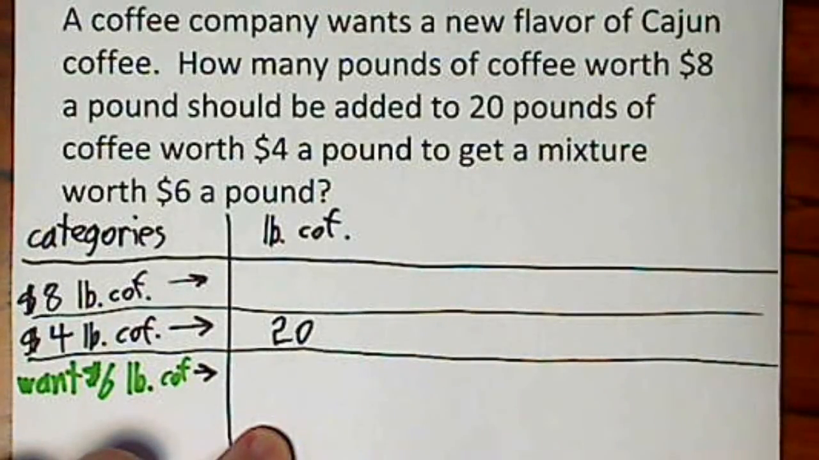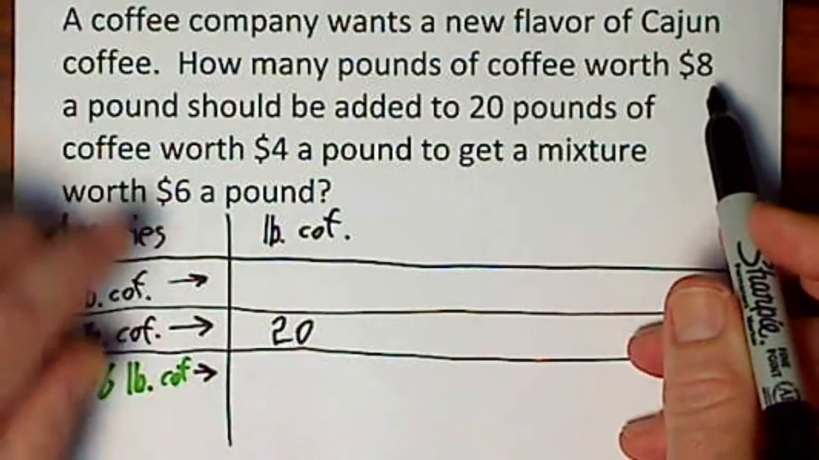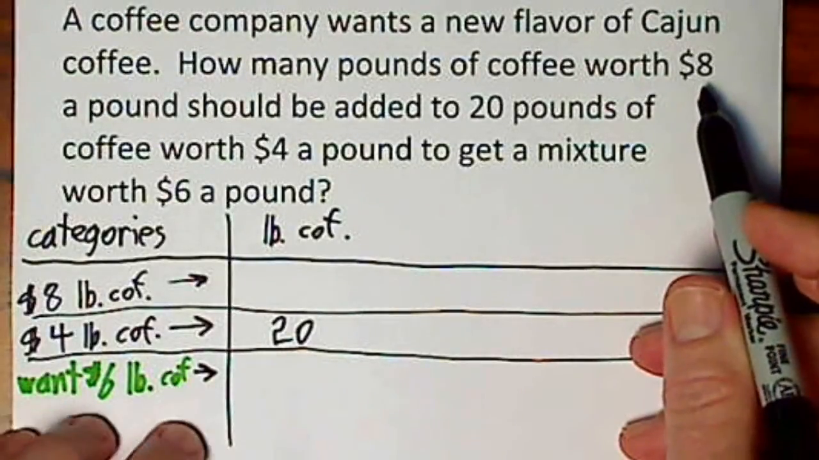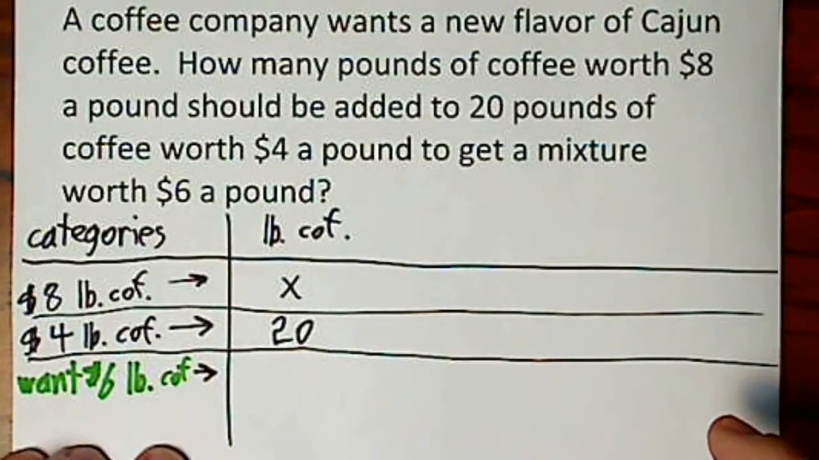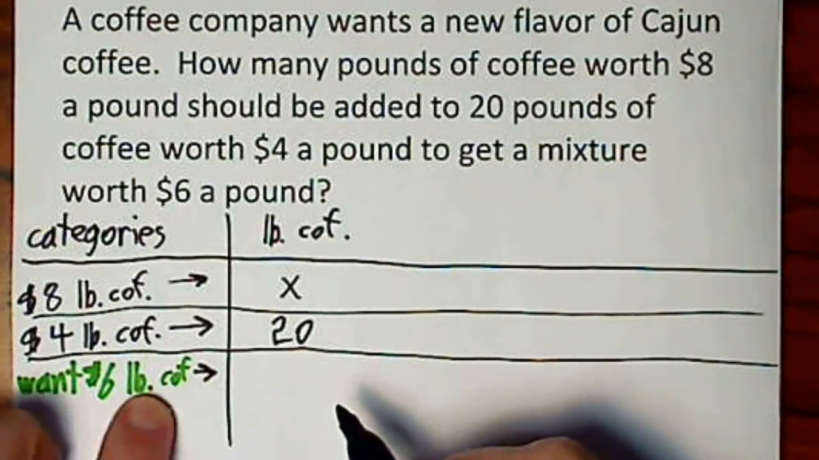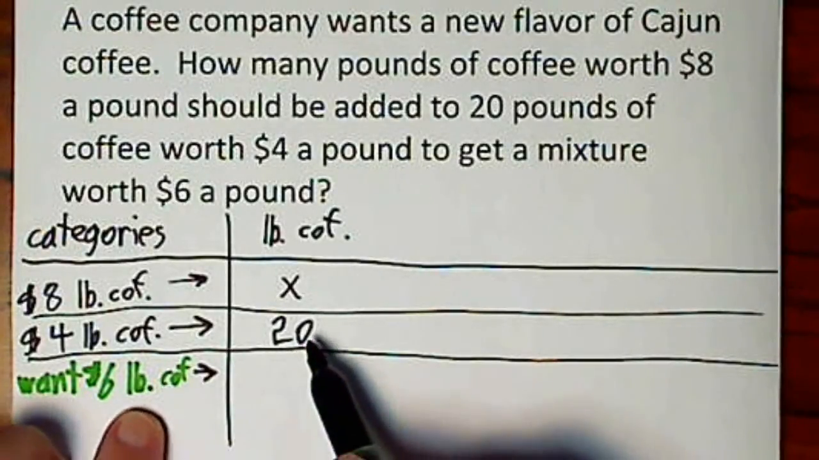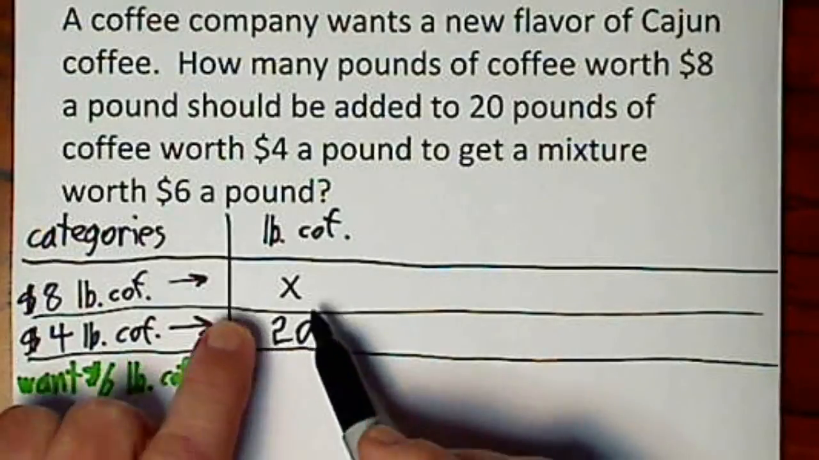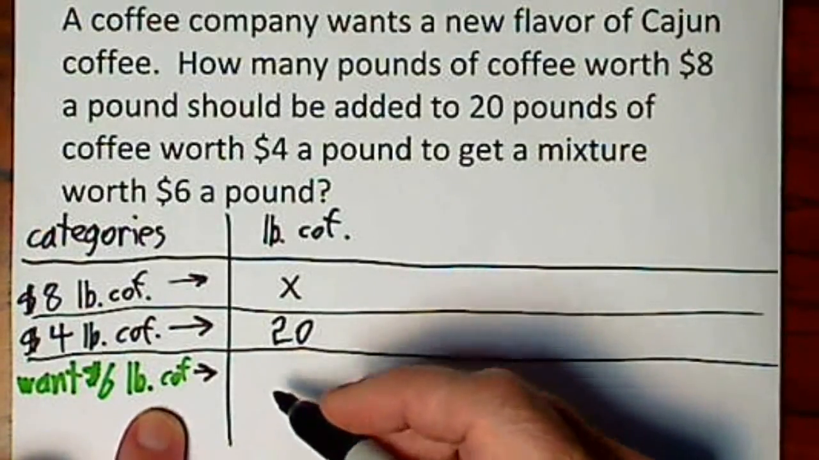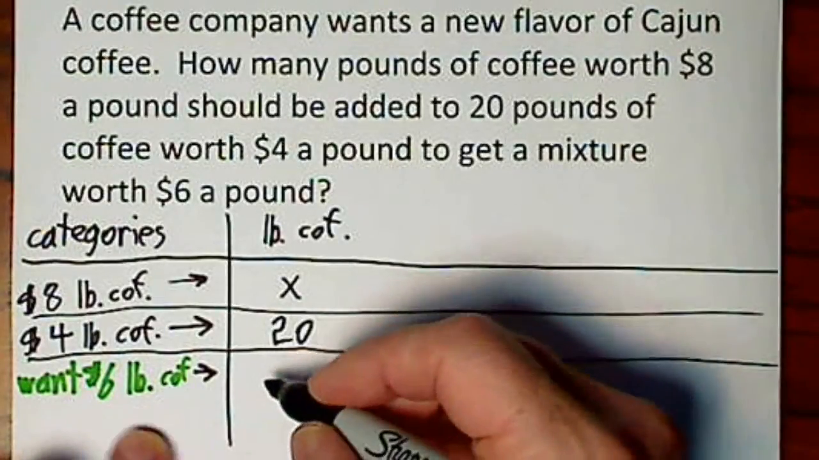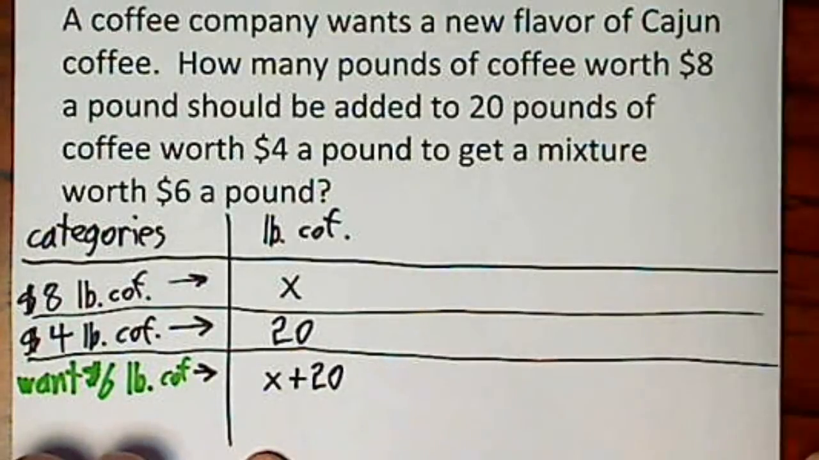Okay. $8 a pound, we don't know how much. It says how many pounds of $8 a pound coffee. So we'll just use a variable, x. And for this $6 a pound, we don't know how much we have. It's going to be more than 20 though, isn't it? Because we're going to start with 20 and we're going to add whatever x is. So we can describe the number of pounds of $6 a pound as x plus 20.